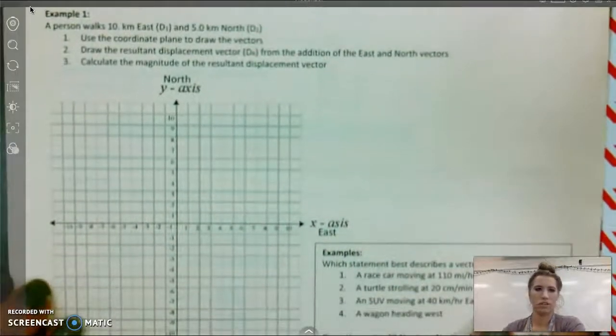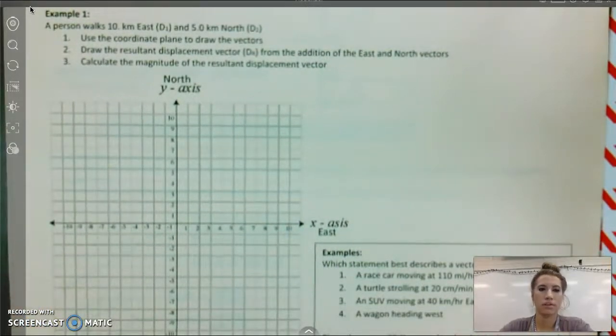Okay, let's look at this one. A person walks 10 kilometers east and 5 kilometers north. Use the coordinate plane to draw the vectors. Draw the resultant displacement vector from the addition of the two. Calculate the magnitude of the resultant.